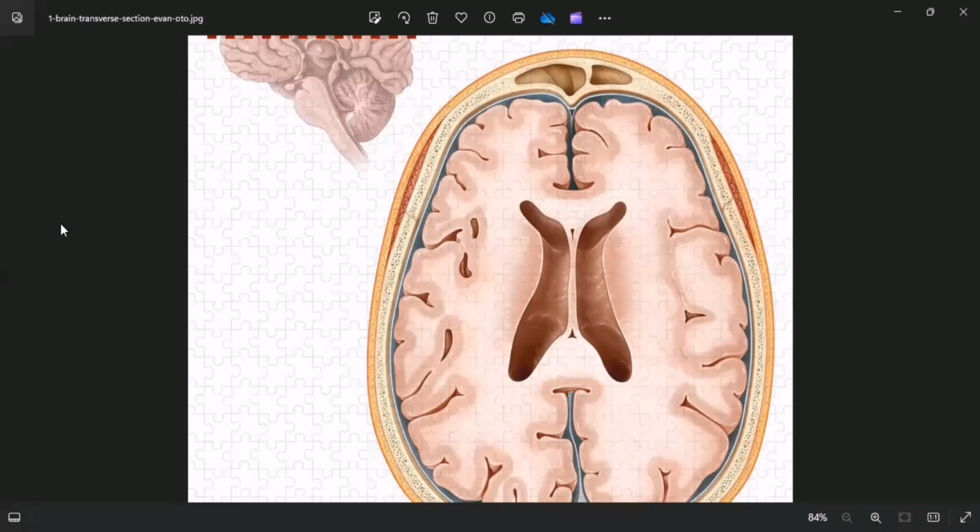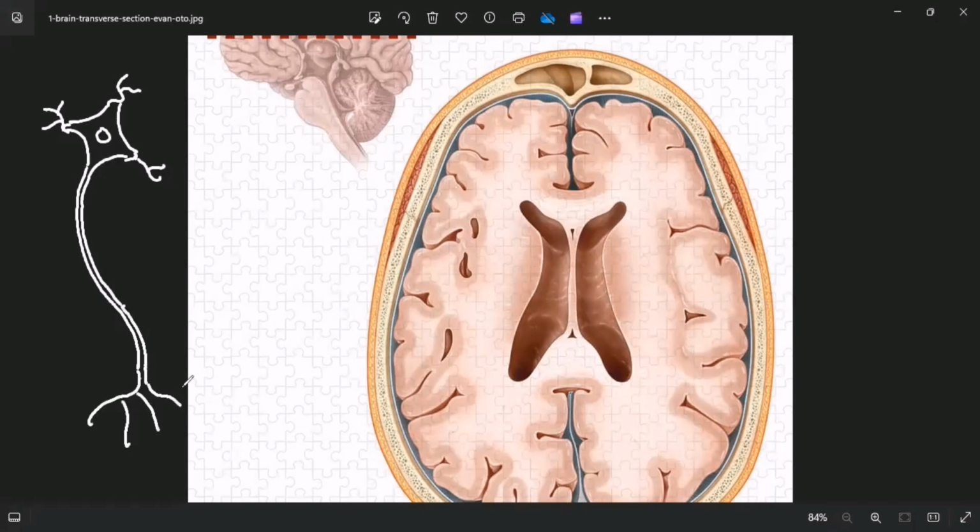You know neurons, okay? This is an example of a neuron. In the brain and the spinal cord, the basic functional unit of the nervous system is the neuron. True or false? True. If you remember, this is the cell body. And this was the axon. You remember, right?